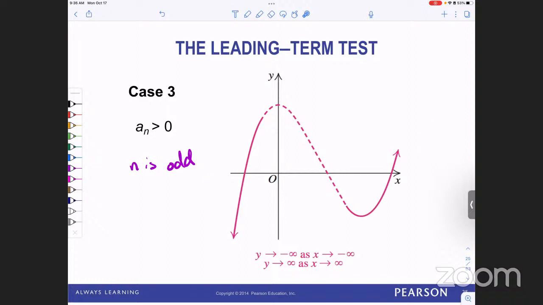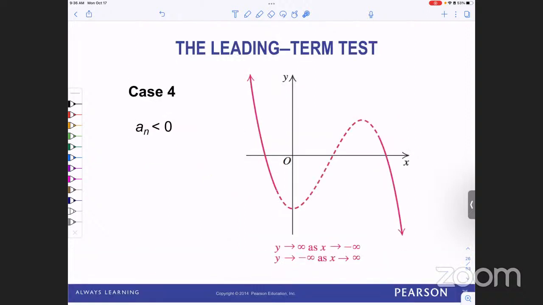Okay. And then the last one, the leading coefficient is negative, but n is still odd. Same kind of deal, right? Negative leading coefficient means down to the right. Odd means the opposite. So up to the left. Okay.